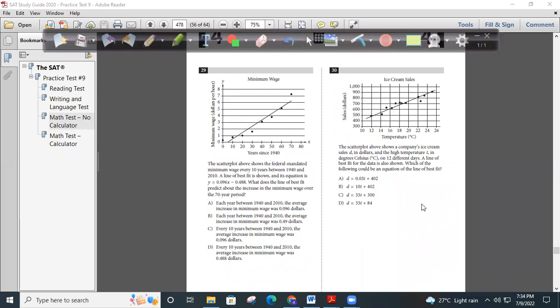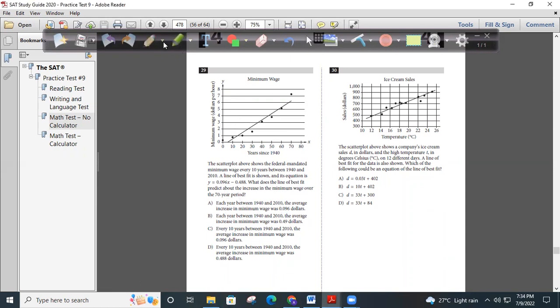See what I told you. What is the meaning of this? What are they asking here? What is the line of best fit rate about the increase in the minimum wage over the 70-year period? What is the increase in the minimum wage per year? It means indirectly they're asking you what is the meaning of this slope. You just need to know this thing.